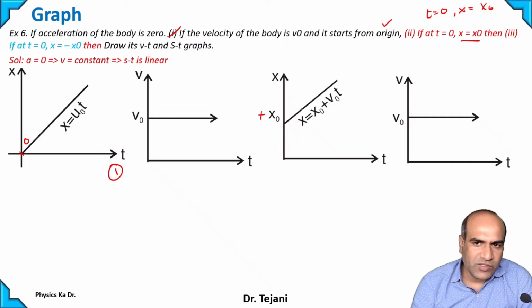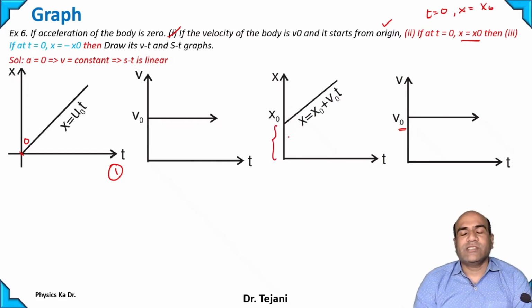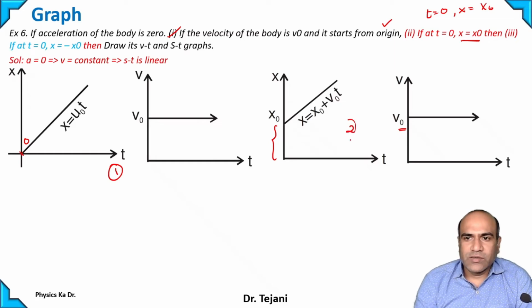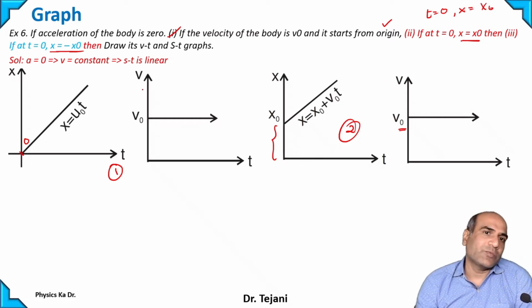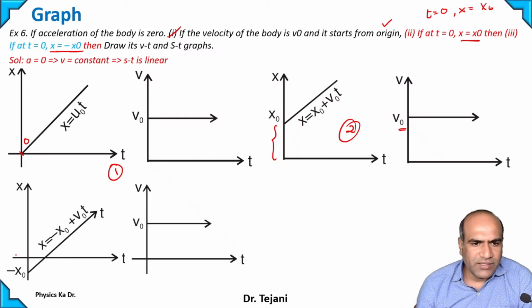The graph is an inclined line. V0 will start from the same position, but this graph changes and starts from x0. So this is number 2. In the same case, with acceleration 0, at t equal to 0, if x is negative x0, what should the answer be? Yes, you are correct. This graph should start from negative x0.